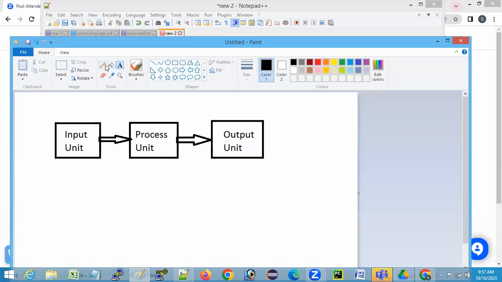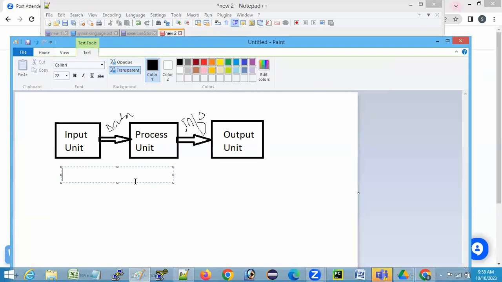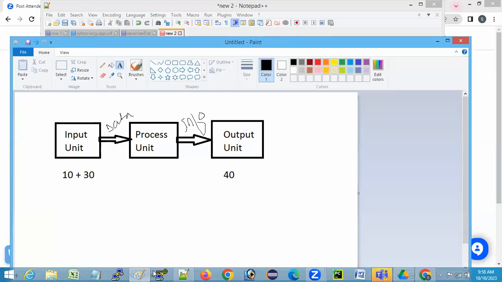Now here it has data. The data is transferred, and then we are going to get the information. This is the information. Whatever data you enter, for example I give 10 plus 30, then the process will be carried out here in the process unit, and at the output you are going to get the result as 40. So now these are the parts of a computer.